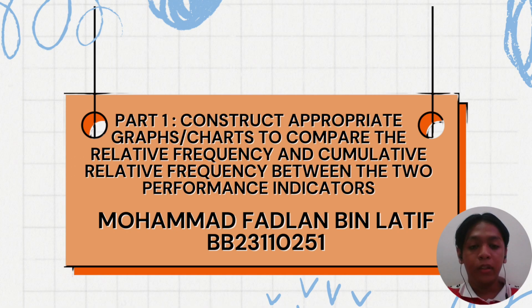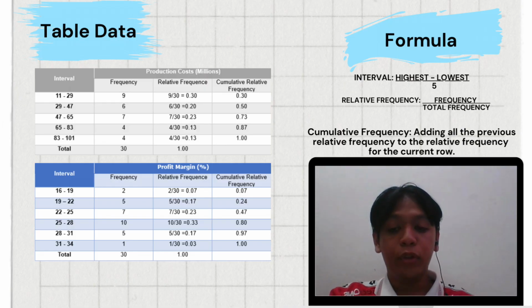My part is to construct an appropriate graph or chart to compare the relative frequency and the cumulative relative frequency between the two performance indicators. Before we make a suitable graph, first we need to make a table of data for both performance indicators. In this case, the performance indicators were the production cost and the profit margin.